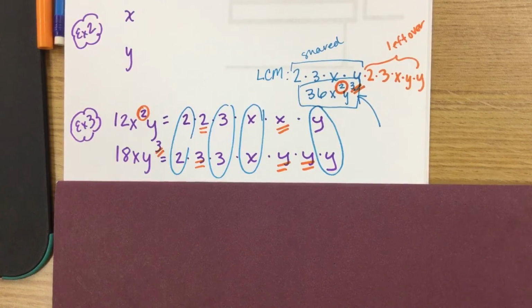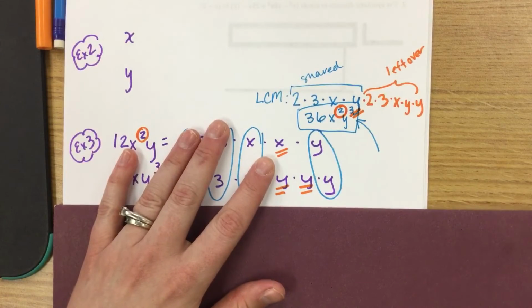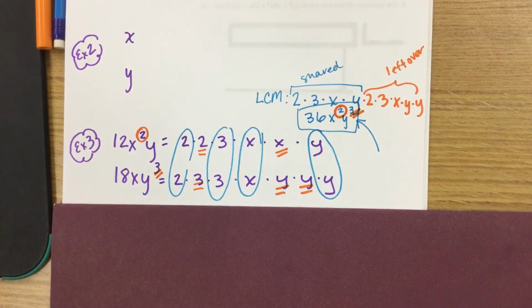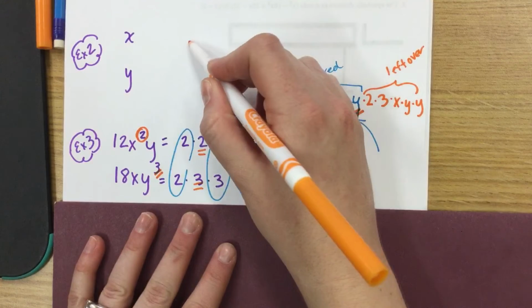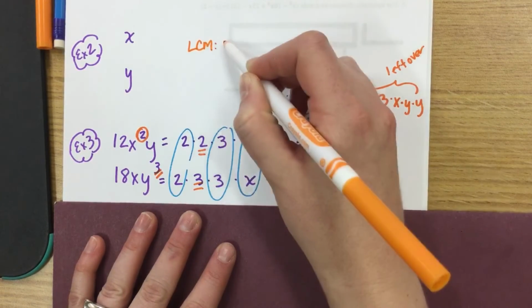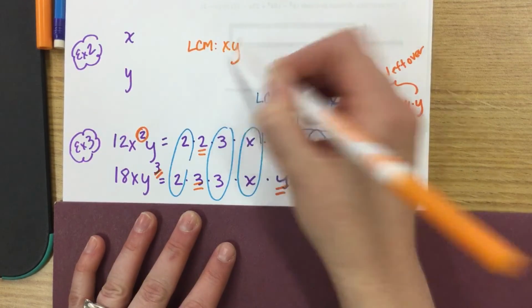All right, I'm going to backtrack a little. Look at number 2, the least common multiple of x and y. Well, they don't have anything in common. So there's nothing shared, so both of them would be considered left over, so your least common multiple is simply xy.